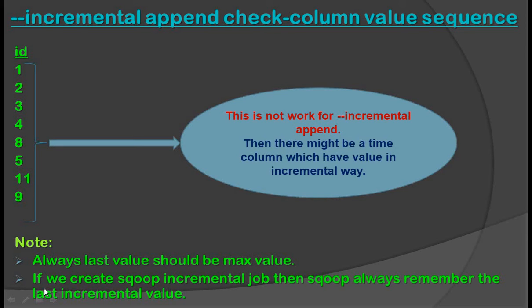If we create a Sqoop incremental job, then Sqoop always remembers the last incremental value. Whenever we execute the Sqoop job, Sqoop remembers the last incremental value. We do not need to pass that incremental value again and again. Sqoop automatically remembers it and imports records onward from that incremental value.